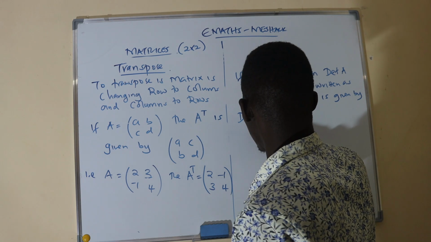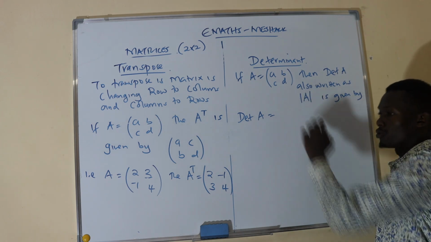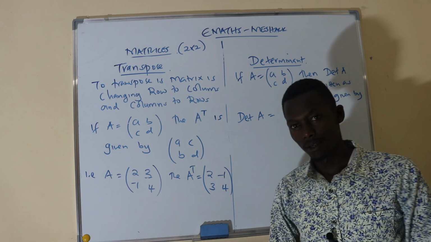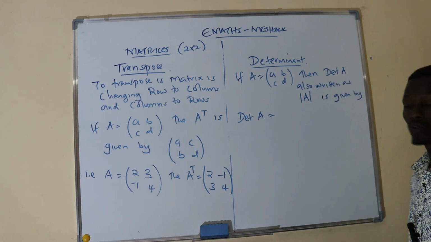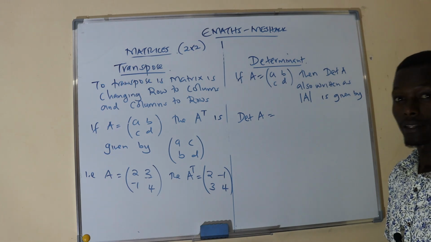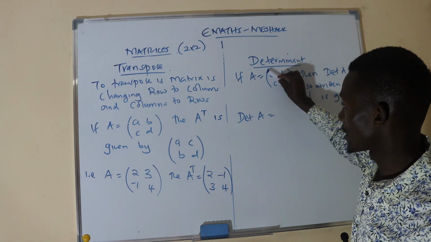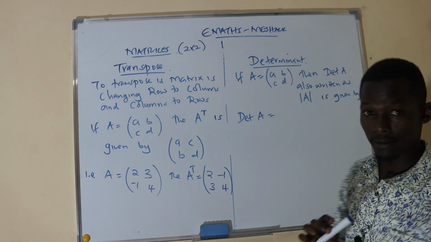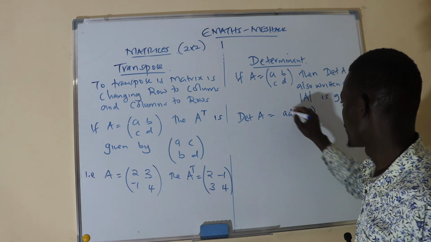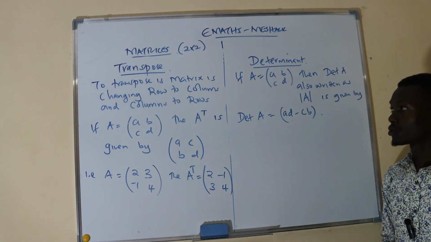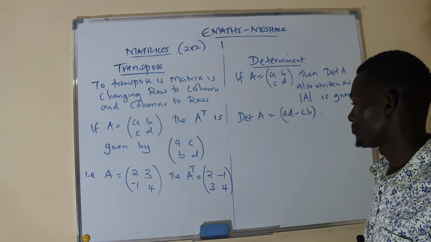So we say det of A is given by: you shall multiply the elements in the main diagonal, then subtract the elements in the minor diagonal. As simple as that. The main diagonal is this diagonal, the minor diagonal is this diagonal. So multiply ad, subtract cb, and that is it. That gives you the determinant of A.